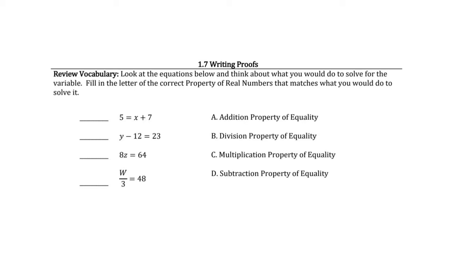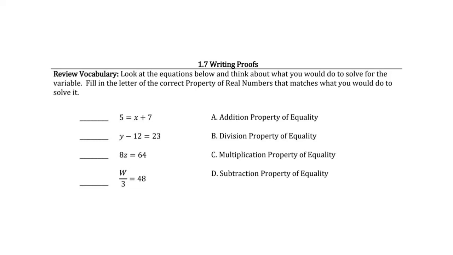Hi guys, these are the notes for 1.7, writing proofs. What we're going to start off with is a review of vocabulary. This says look at the equations below and think about what you would do to solve for the variable. Fill in the letter of the correct property of real numbers that matches what you would do to solve it.